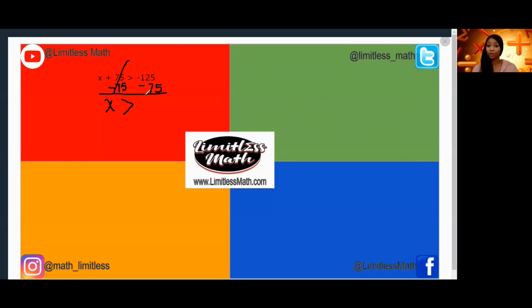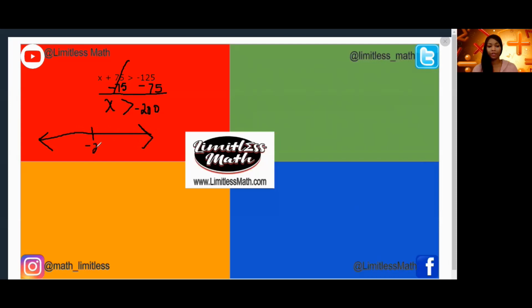Here we need to do some integer math. The signs are both negative, so we will add the values. That will give us 10, carry the 1, 10, carry the 1, 200, and we want to keep the sign. So x is greater than negative 200. That's our answer. We want to graph it on a number line.